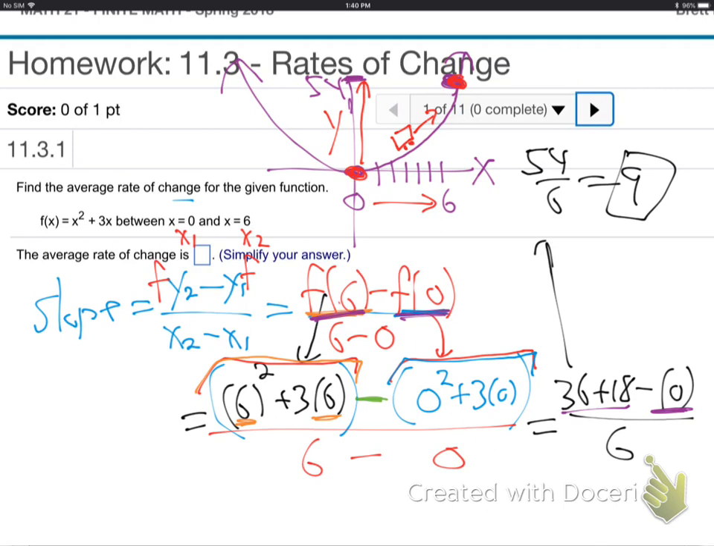Well, how fast did you go up? Like, how fast was your height rise? Like, if you're an airplane gaining altitude, or a roller coaster gaining altitude, how fast did you gain altitude between those 2 points? Well, you gained 54 feet of altitude, right? You went from 0 to 54. Over a distance of 6, over a horizontal.